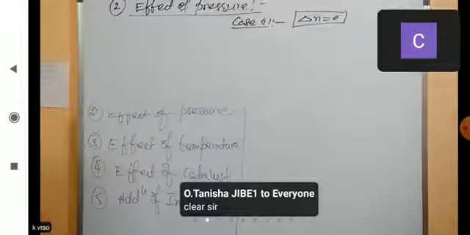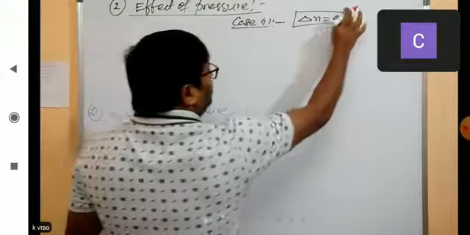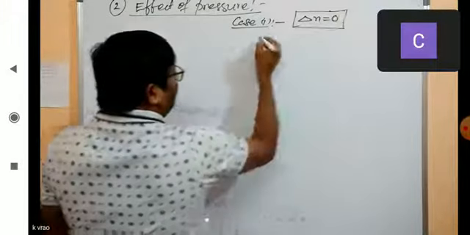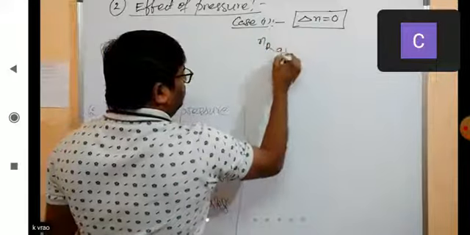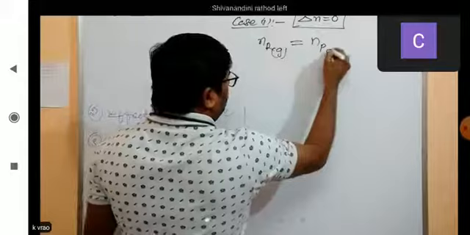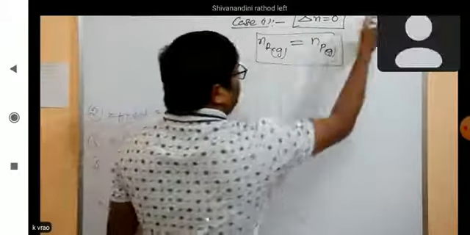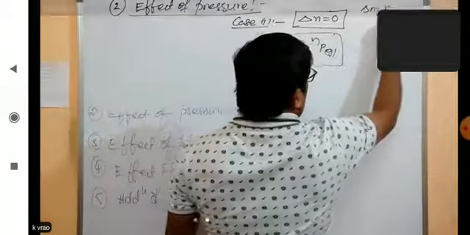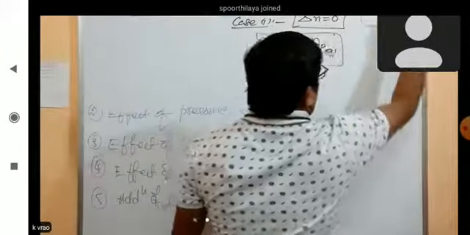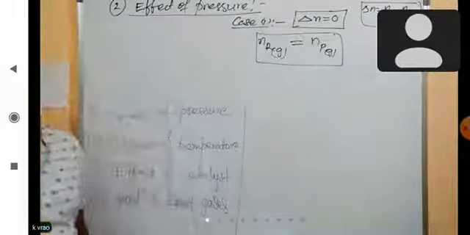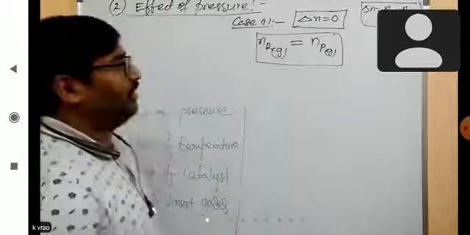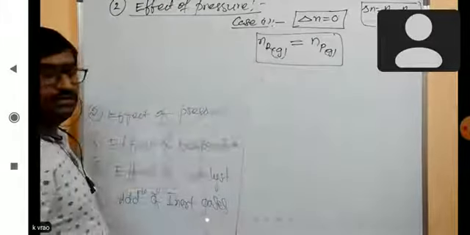Okay, now let's see the effect of pressure. Case number one: delta n is equal to 0. What does that mean? The number of moles of the gaseous reactants is equal to the number of moles of the gaseous products. We know the formula: delta n is equal to n of products in gaseous state minus n of reactants in gaseous state. When they are equal, the delta n value is equal to 0.